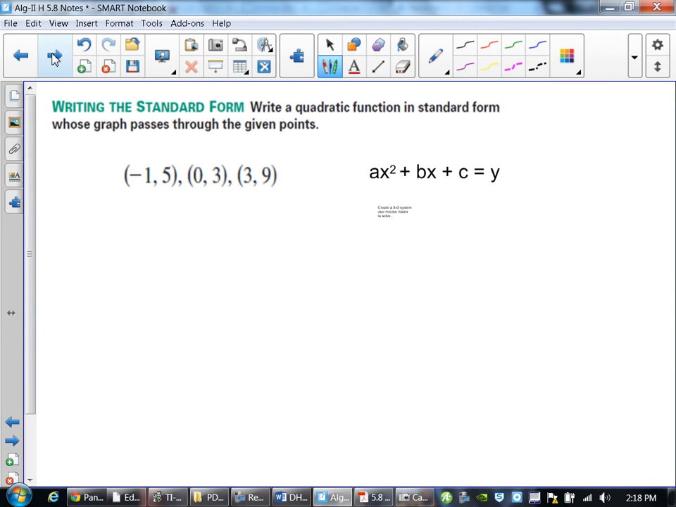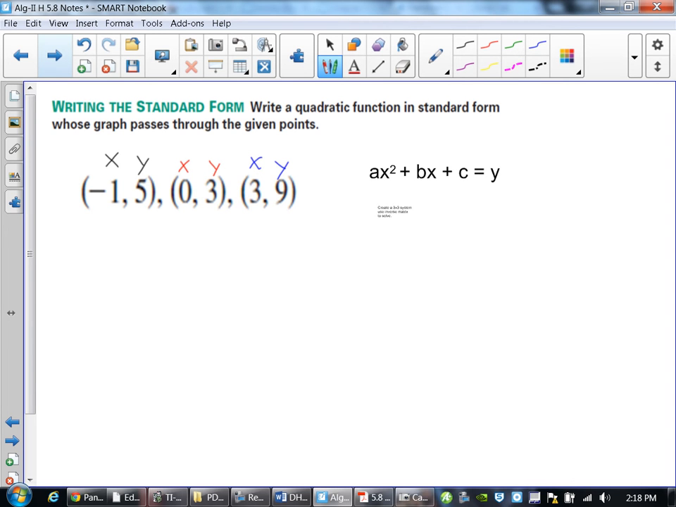Let's look at the weird one. Standard form. Standard form is the one that takes a little bit longer to go through. If I'm working with standard form, you'll notice that I have 3 sets of ordered pairs. In order to get this to work, you're going to have to write up 3 different equations. I have an x and a y, an x and a y, and an x and a y.